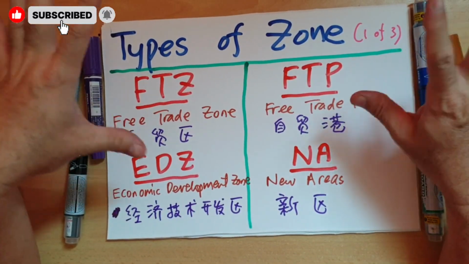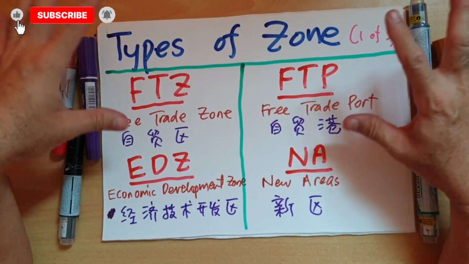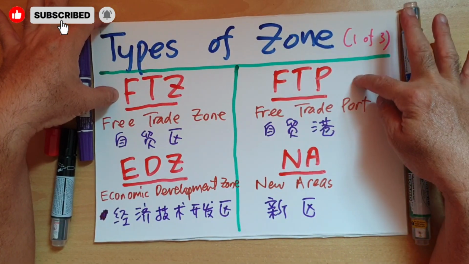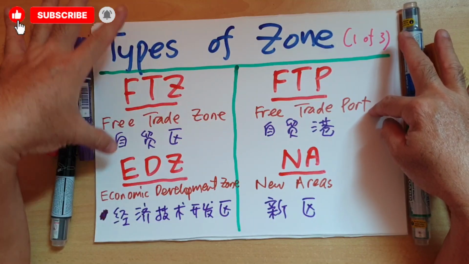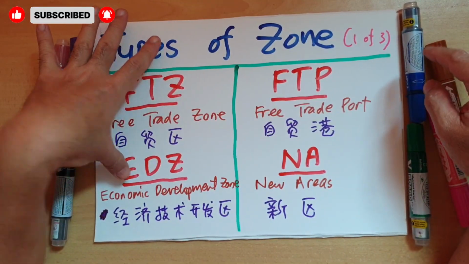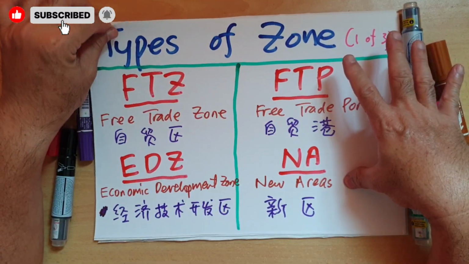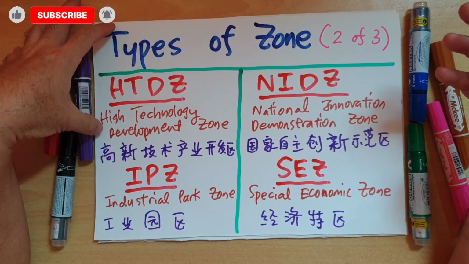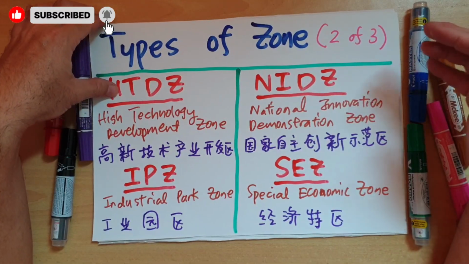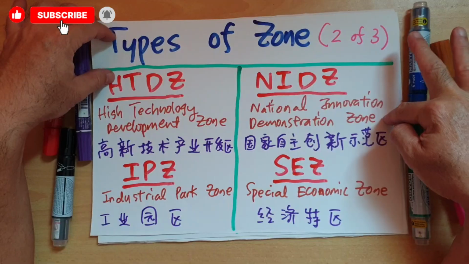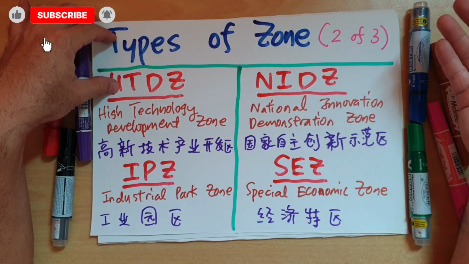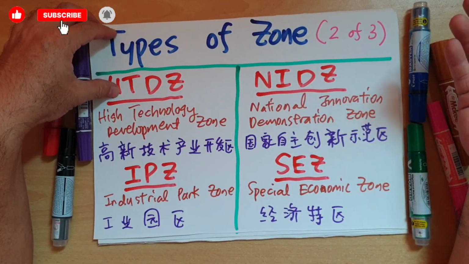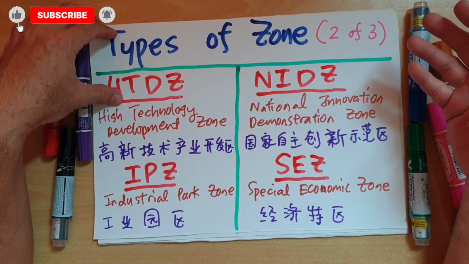Now, how many types of business zones are there in China? I'm quite sure you are familiar with FTZ, a free trade zone. I'm sure you're familiar with FTP, which stands for free trade port. They also have something called EDZ, economic development zone, or NA, called new areas. Furthermore, they also have high technology development zone, or in Chinese they call 高新区. They also have national innovation demonstration zone, or in Chinese 自主创新示范区. They also have something that all of us are more familiar with, called the IPZ, Industrial Park Zone, 工业园区.